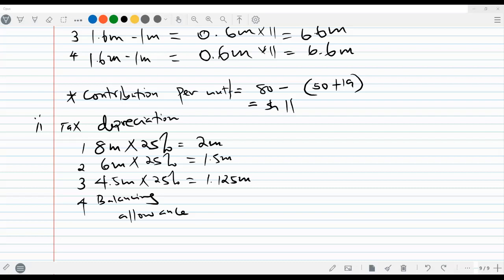Okay, so going back to the tax depreciation, are they okay? Year 1, year 2, year 3, year 1 to year 3? Yes, they're okay. Fair enough.